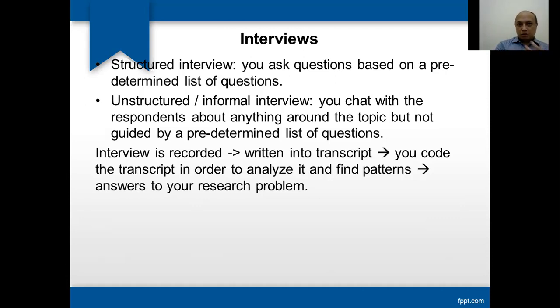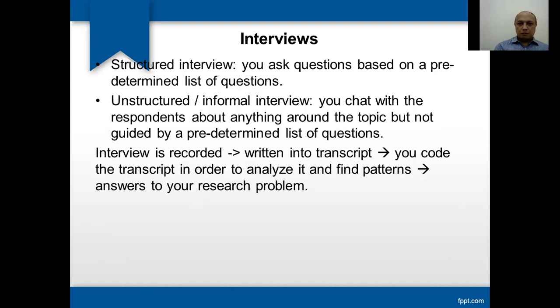In unstructured or informal interview, you chat with the respondents informally, usually about anything around the topic, but your chat is not guided by a predetermined list of questions. It's just to find out how they feel in general about the issue. That can be done through an unstructured or informal interview. After the informal interview, you can go back to your desk behind your laptop, and then you can begin constructing the structured interview. And that's how you do that with interview.